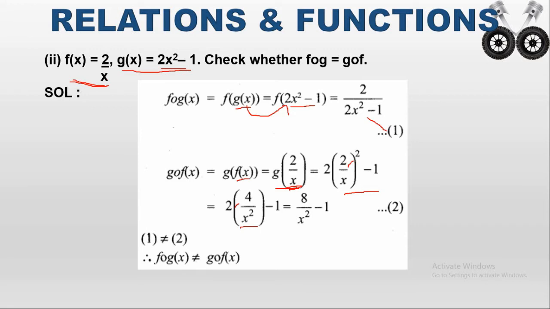By seeing 1 and 2, they are not equal. So equation 1 is not equal to equation 2. Therefore f composition G of x is not equal to G composition f of x. That is with the variable x.